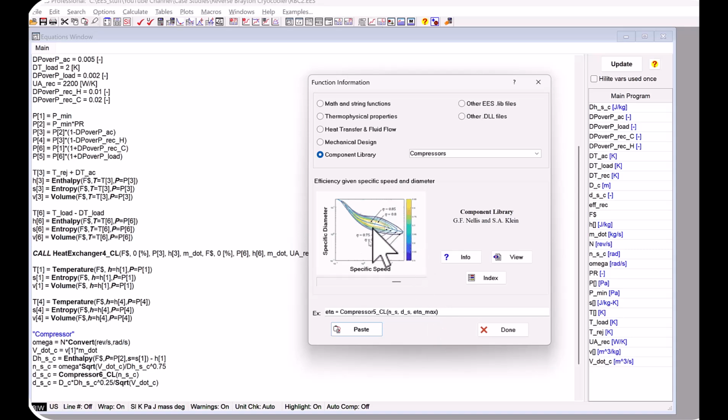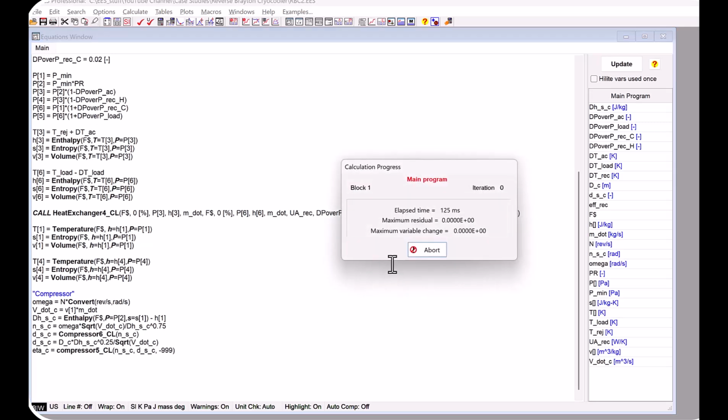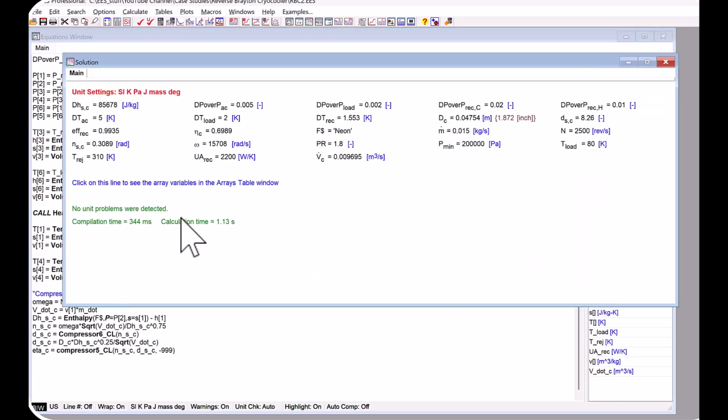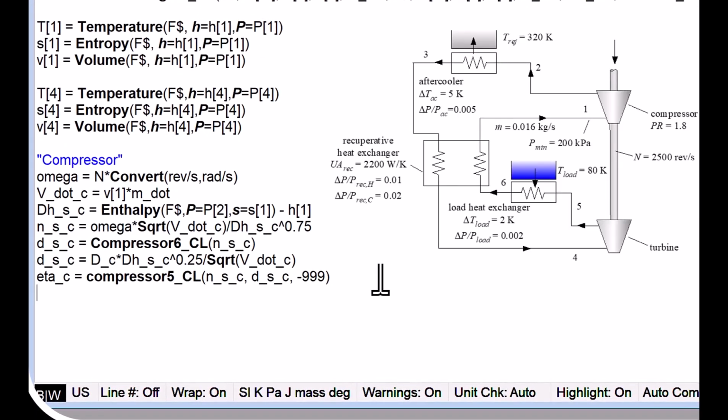So if I want to scale up or down, I think I'm going to not give it eta max. Instead, if you give it a negative number, it'll ignore this and just give you the eta predicted by the Balje curve. So eta C, that, and that. And so the Balje curves would predict under these conditions that the efficiency of the compressor is 70%. Right?